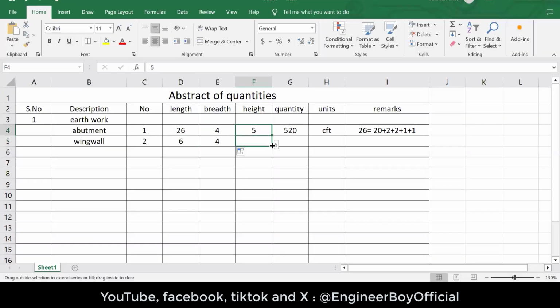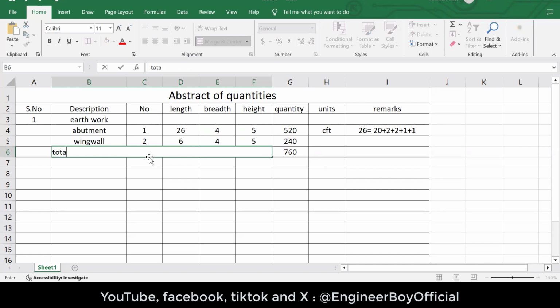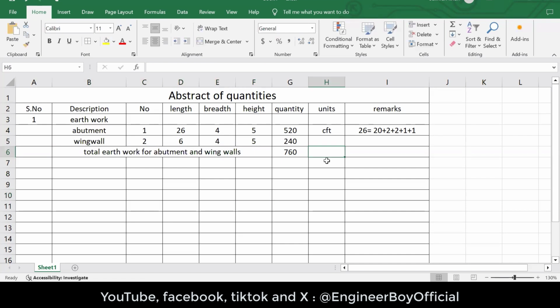The height is the same, and we can actually drag the formula just like that, okay? So this is the quantity. Now, the total can be the summation of the above two. So we can say the total quantity may be, let me just merge these, the total earthwork for abutment and wing walls. Very simple. You should highlight these things, okay? I'm gonna remove that one so we can have yellow. So this is one thing which has been covered.